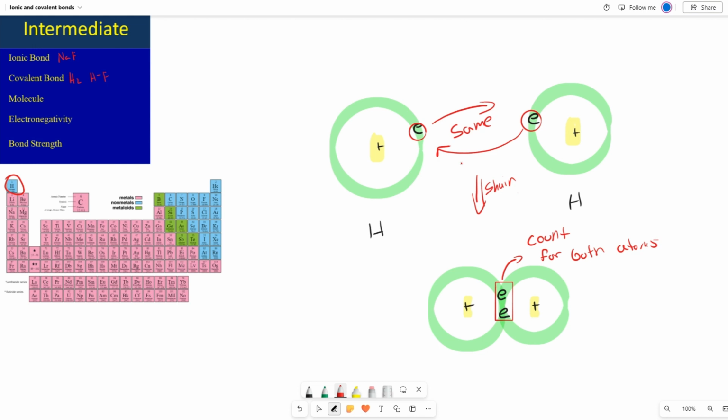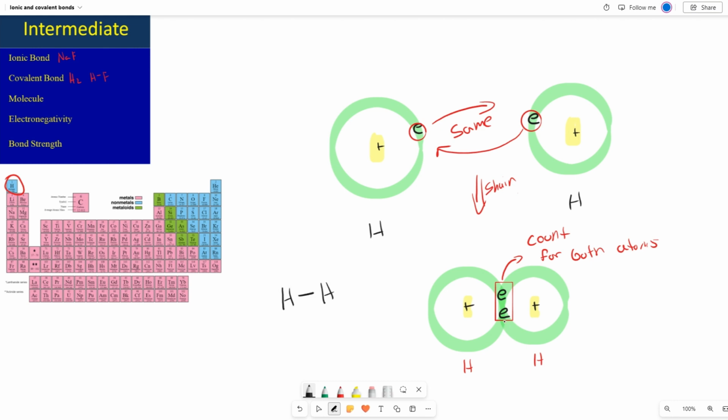Now that means that this hydrogen on the right-hand side is counted as having 2 electrons, and this hydrogen on the left-hand side is also counted as having 2 electrons. So they've filled their octet, or in this case, their duet, their outermost valence shell, with 2 electrons. This would be drawn out as a hydrogen and then a line and another hydrogen.